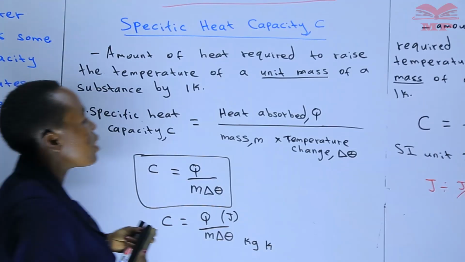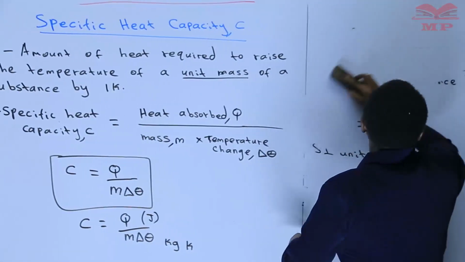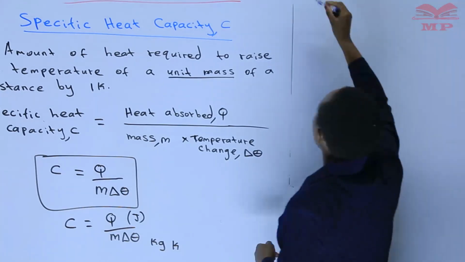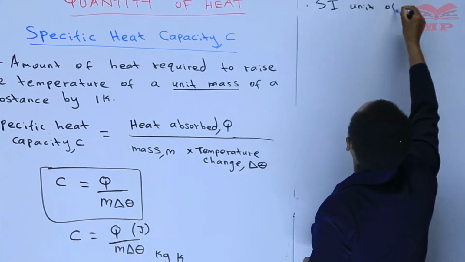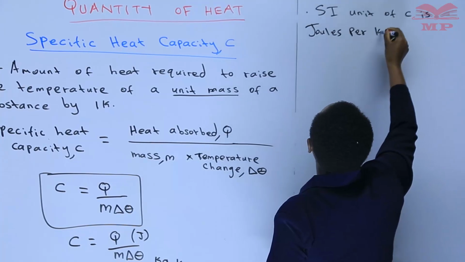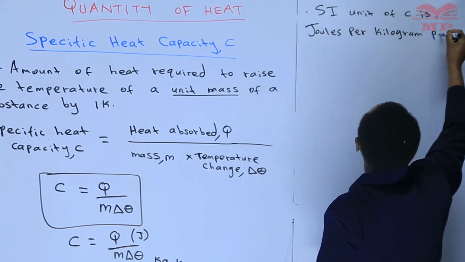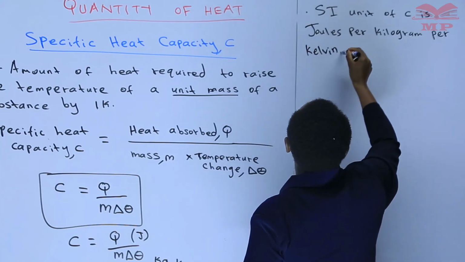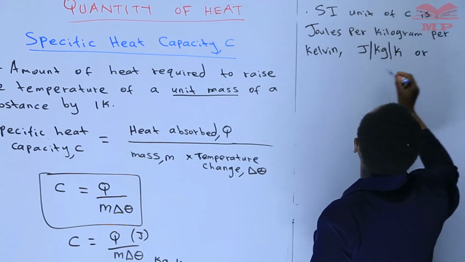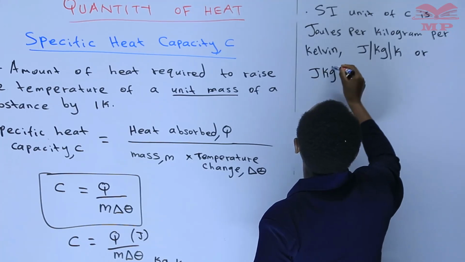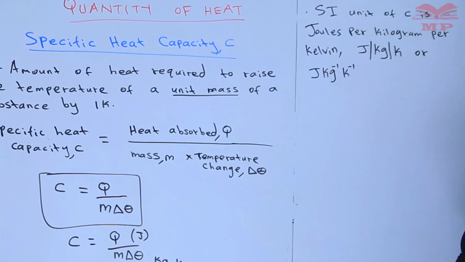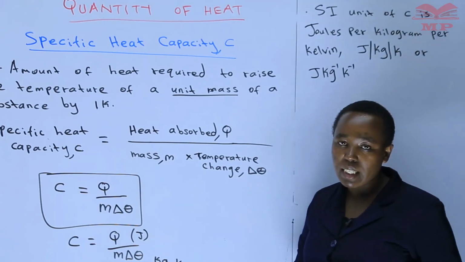So we can note that one down, that the SI unit of the specific heat capacity is joules per kilogram per Kelvin, which is written as joules per kilogram per Kelvin, or can be written as this, joules per kilogram per Kelvin. So we can have it either this way or that way. So that is the SI unit of the specific heat capacity.